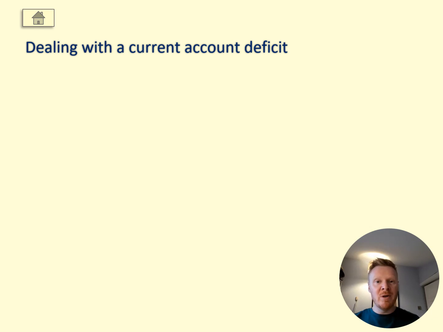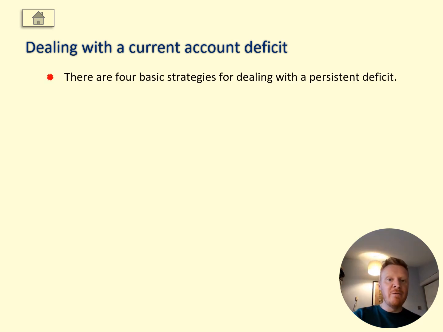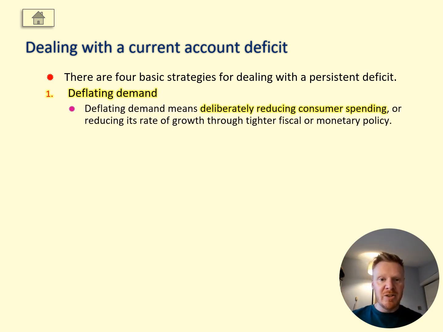Okay, so we've got a current account deficit. What are we going to do about it? Let's find out. So there are 4 basic strategies for dealing with a persistent deficit. The first is deflating demand. So deflating demand means deliberately reducing consumer spending or reducing its rate of growth through tighter fiscal or monetary policy.